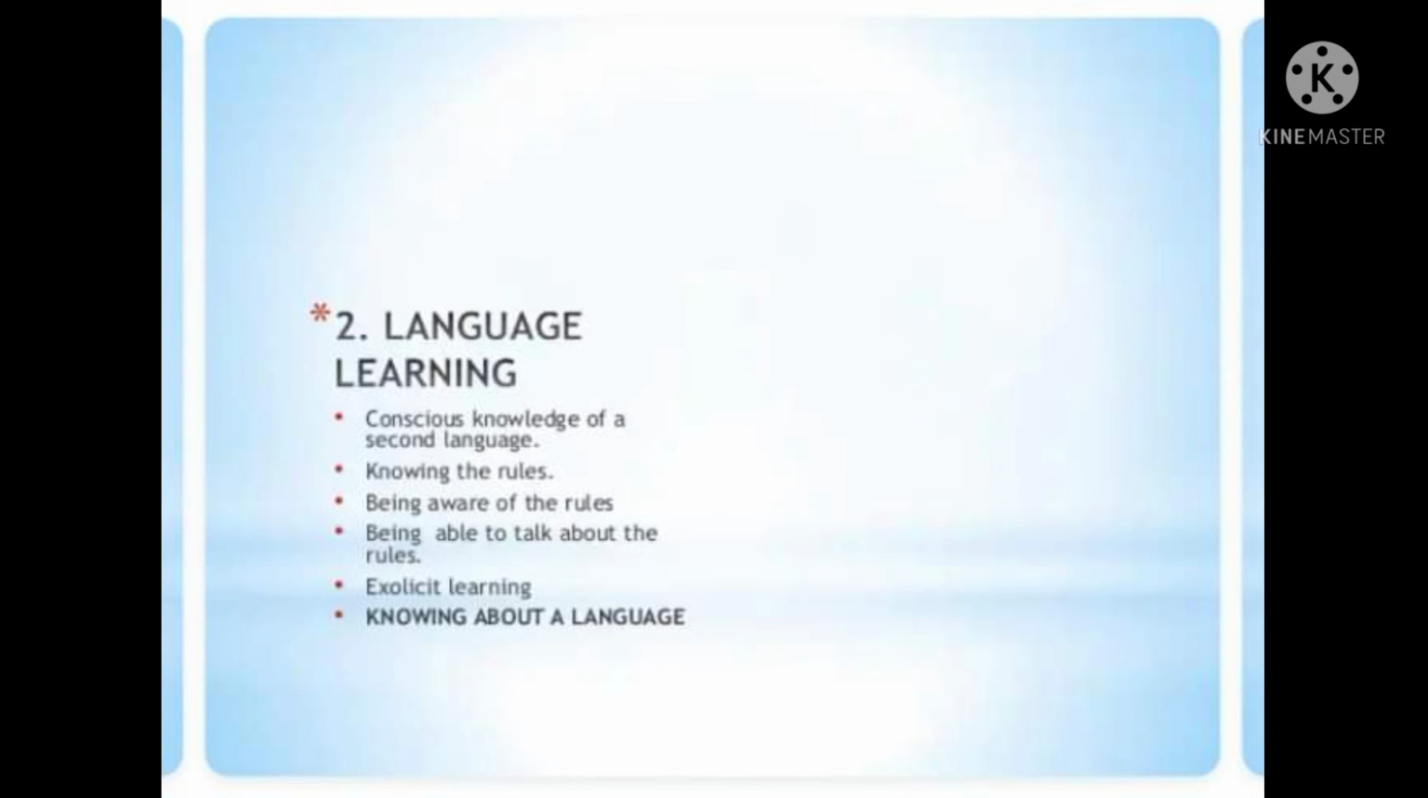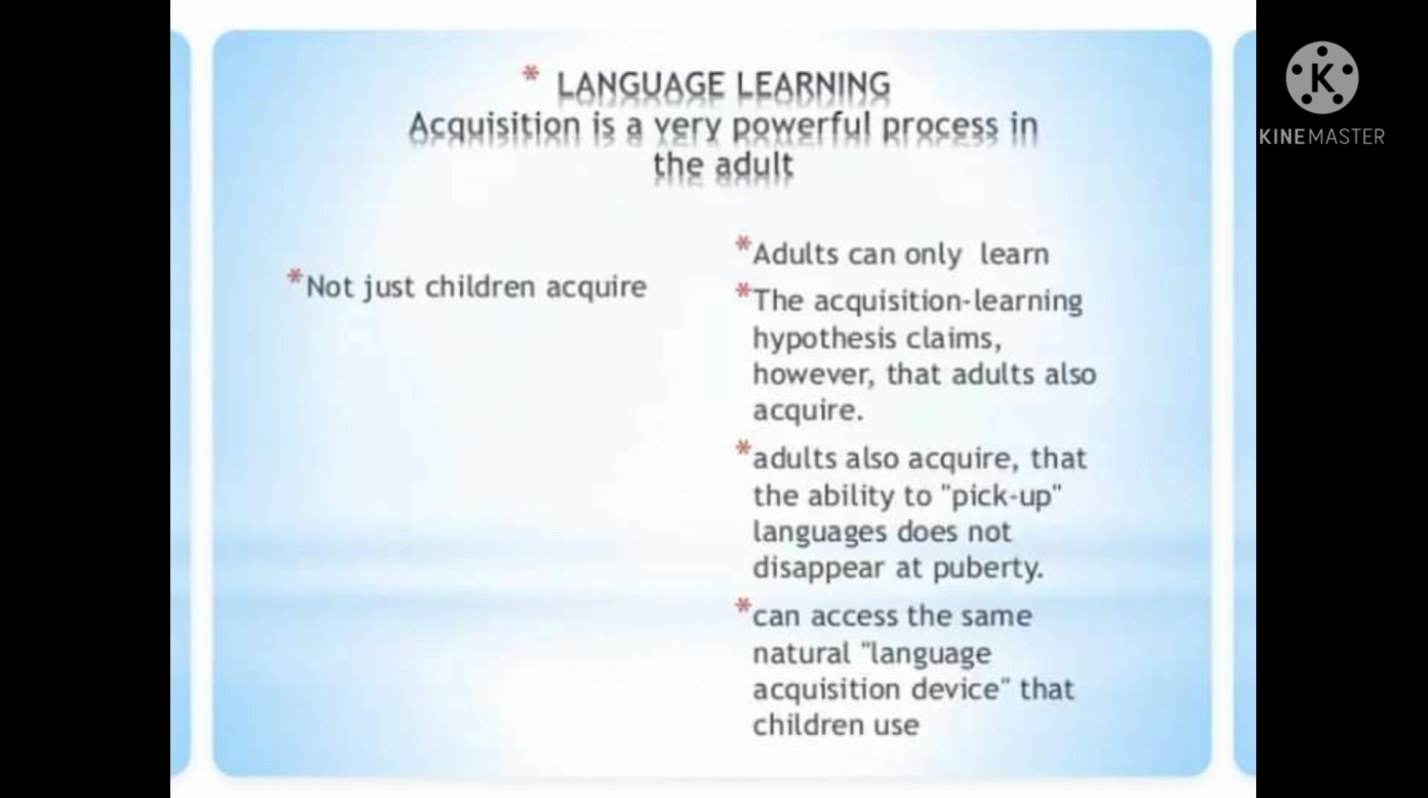Language learning is conscious knowledge of a second language: knowing the rules, being aware of the rules, being able to talk about the rules. Explicit learning, knowing about the language. Language acquisition is a very powerful process in the child. Adults can only learn, it was once thought. The acquisition-learning hypothesis claims, however, that adults also acquire, that the ability to pick up languages does not disappear at puberty.